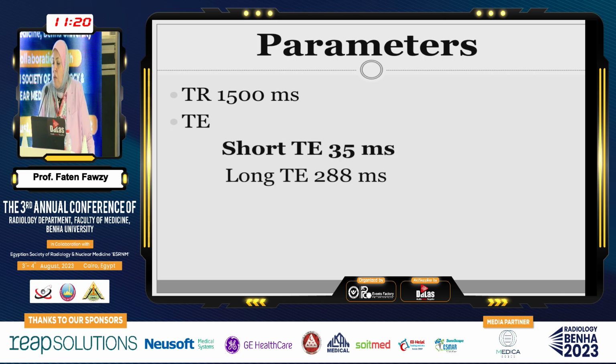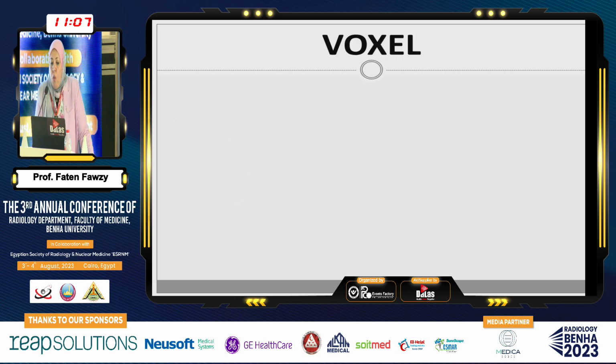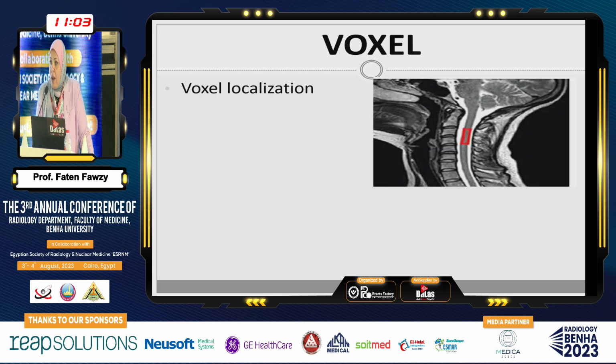Usually we depend on using the short or the intermediate as we are targeting the short echo time neural metabolites in addition to the long echo time neural metabolites. What about the voxel localization and size? Voxel localization on the cord is very important.